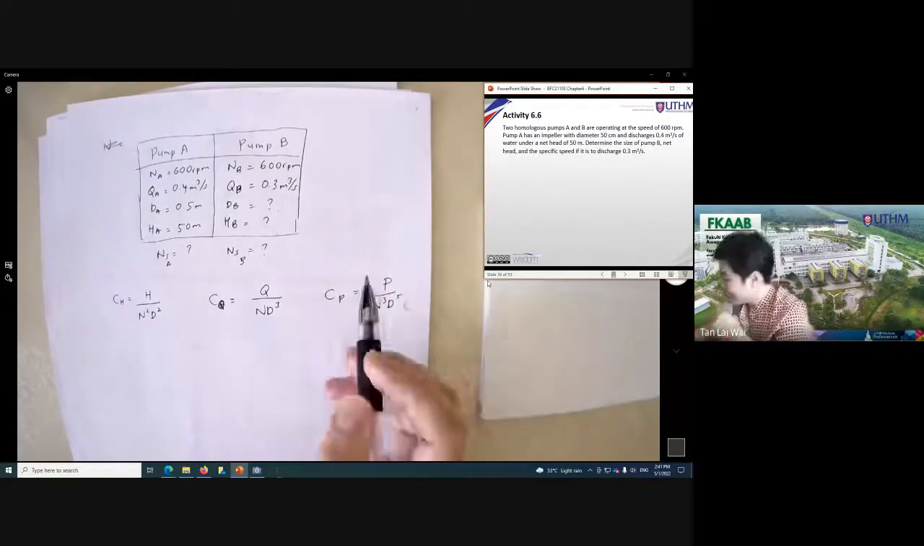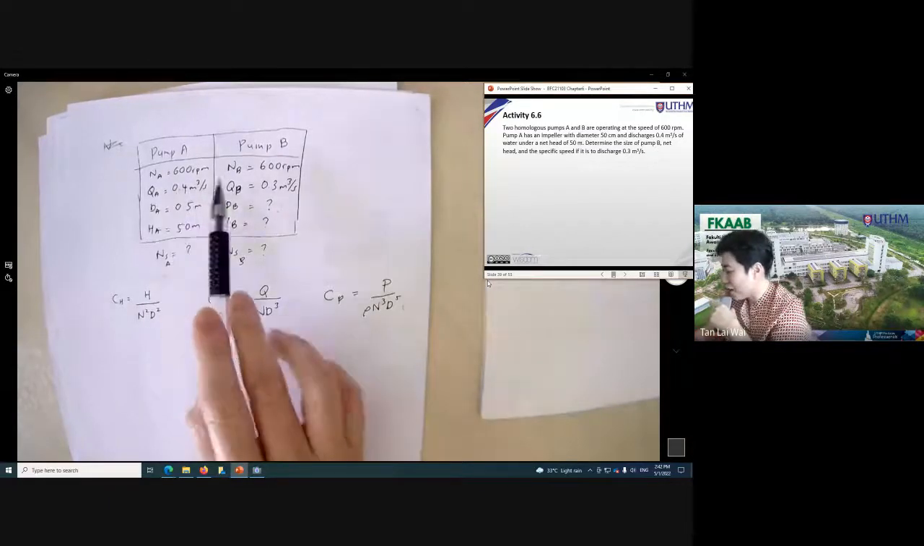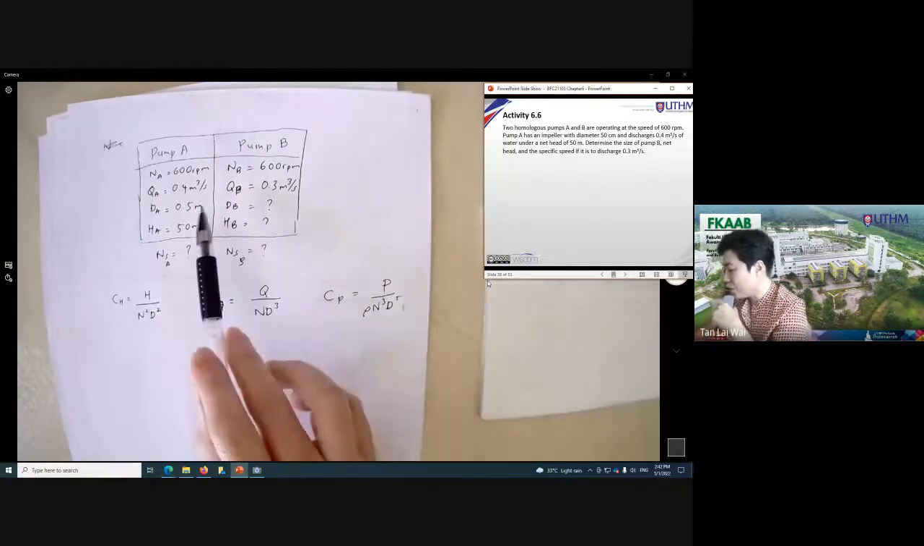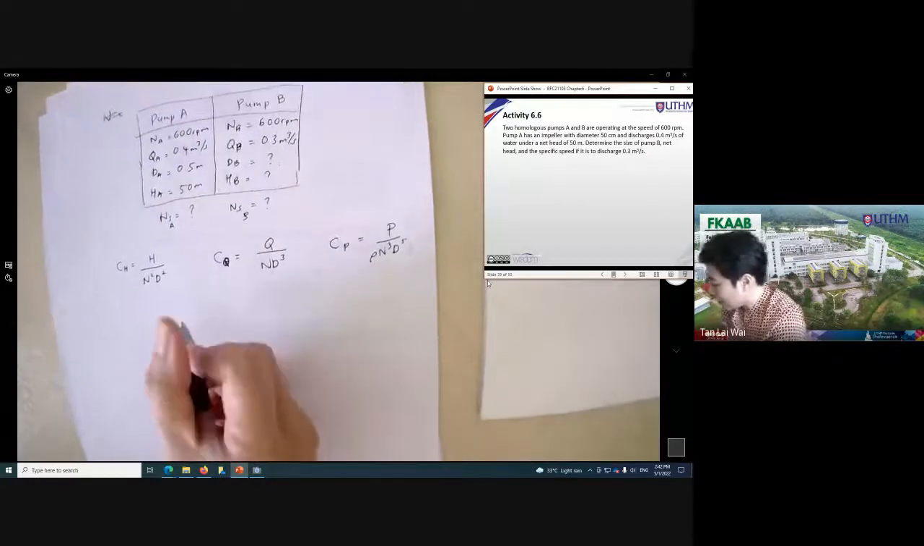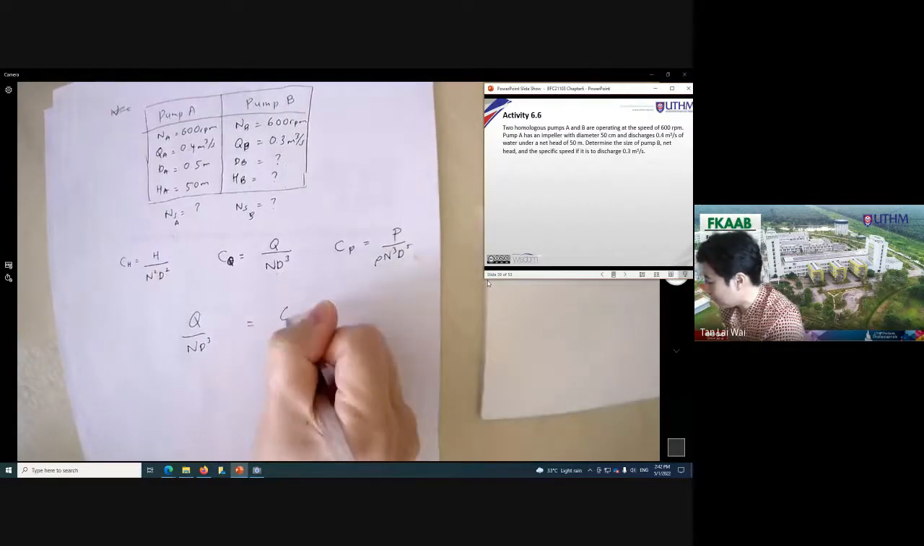You are using this because if you look at this, Q for pump A and pump B are available, N as well. So the only unknown would be dB. So we are using this. How I'm going to write it is Q over N D cubed.